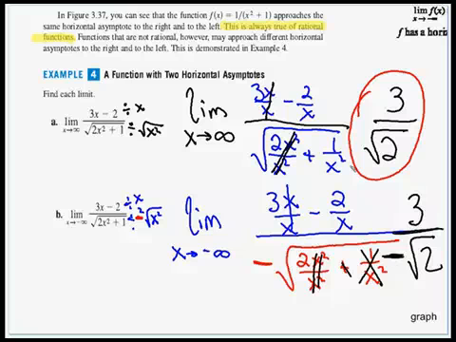So when we head to the positive end behavior, to positive infinity, we have a positive horizontal asymptote. As we head toward negative infinity, we do have a negative horizontal asymptote. Different asymptotes to the left and to the right. And let's bring up the graph on this one.